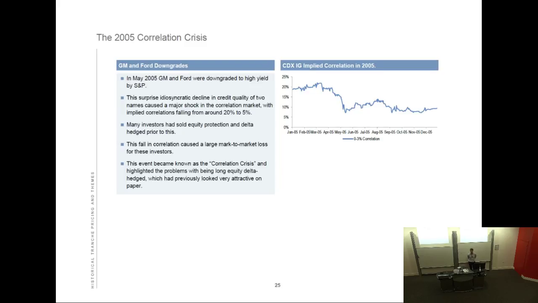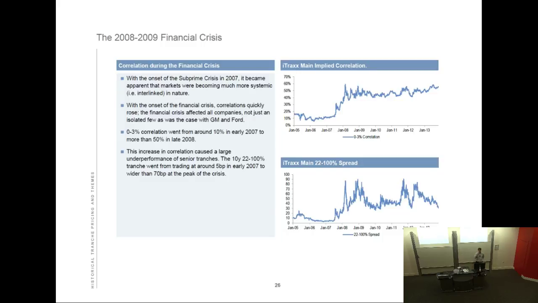Somewhat ironically, this was just fear of idiosyncratic defaults here and there, which drove these correlations very low. And as a byproduct, low correlations means cheap senior tranches. So suddenly people were worried about equity tranches, but priced all the risk out of the senior tranches, so that 3 years later, when the financial crisis started to erupt, you started off with correlations around 10%, extremely low, and very, very cheap super senior tranches.